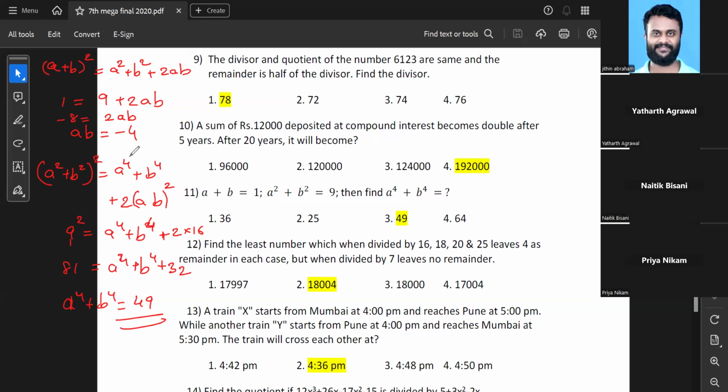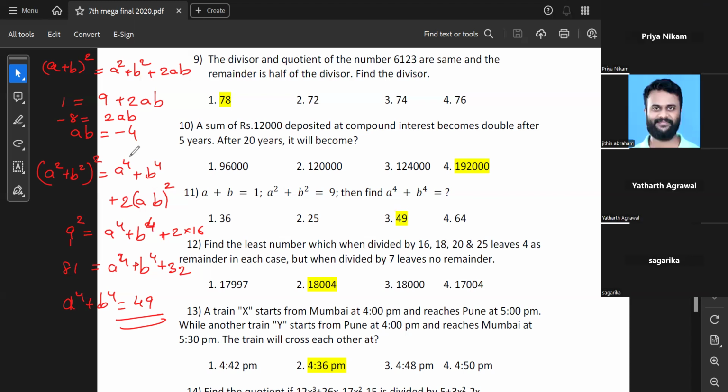Sir, I didn't understand that part. Which part? Sir, a raised to 4 plus b raised to 4 plus 2 into 16. This is basically the same formula as (a plus b) the whole square. Whatever is the first term, its square. Whatever is the second term, its square. Then 2 multiplied by first term multiplied by second term. First term is a square, second term is b square. I took the common square of both outside. Understood?